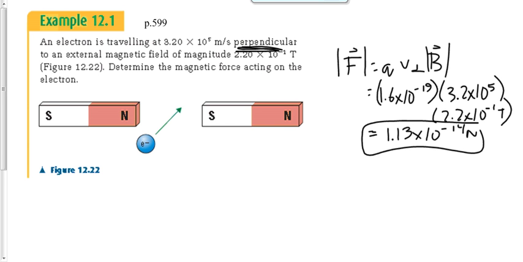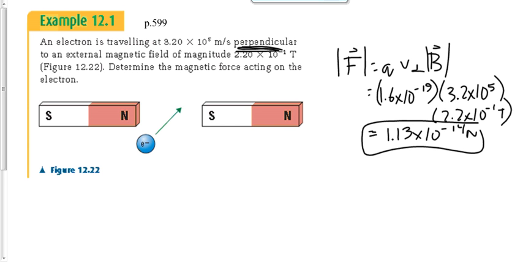Remember, if they're parallel, don't use the equation. Just say the force is 0. If they're perpendicular, use the equation. If they're not parallel or perpendicular, don't do it. It's not a question we have to be able to do.